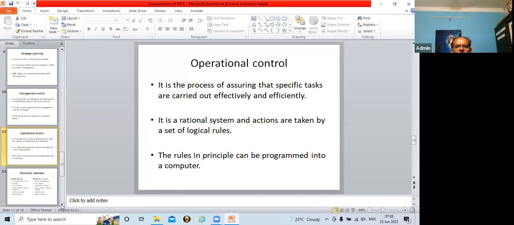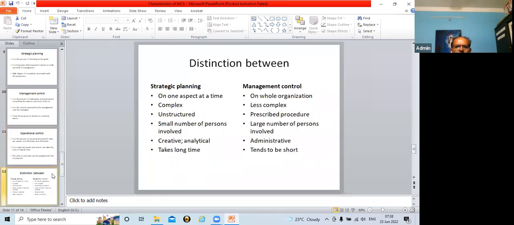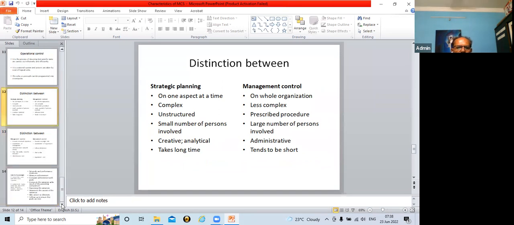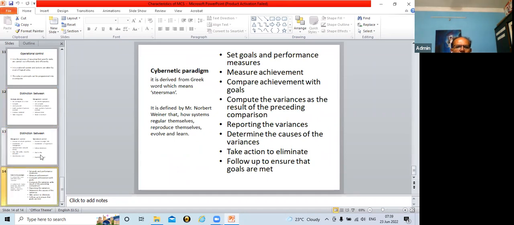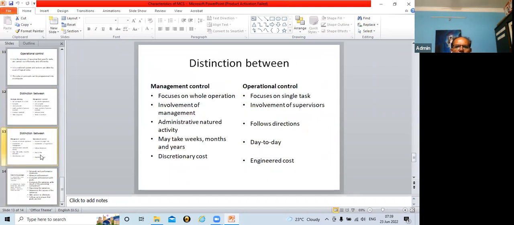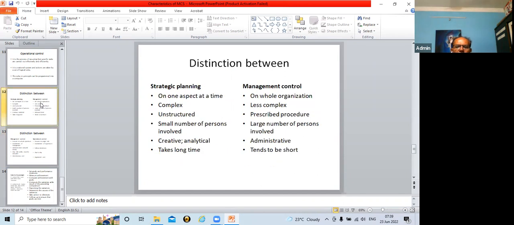Now, to be very specific, let's understand the difference between strategic planning and management control first, and then we will understand the difference between management control and operation control.